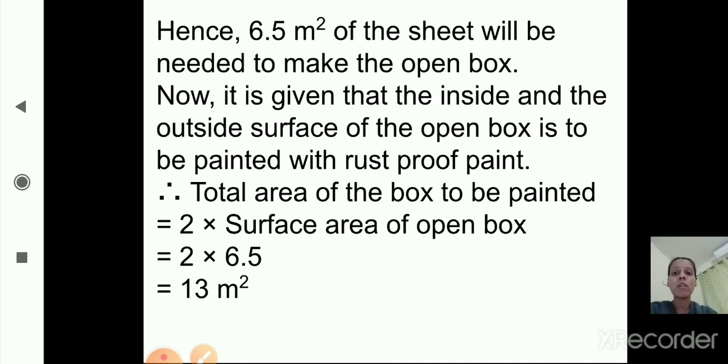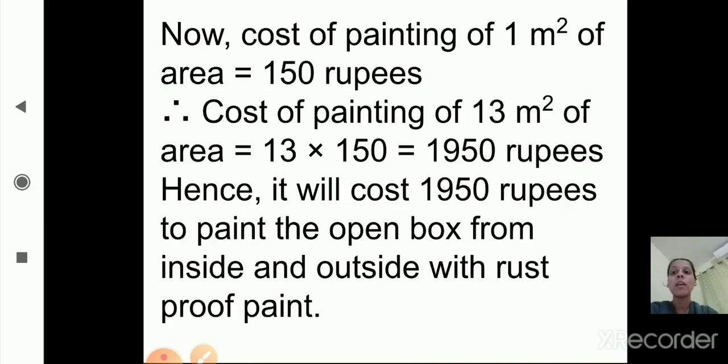After that, the cost of 1 meter square is given 150 rupees. So we have to find out cost of 13 meter square. Why? Because 13 meter square is the total area of the box to be painted. So cost of painting of 1 meter square of area is equal to 150 rupees. Therefore, cost of painting of 13 meter square of area is equal to 13 multiplied by 150. So 13 multiplied by 150 is 1950 rupees. Hence, it will cost 1950 rupees to paint the open box from inside and outside with rust proof paint. Okay, I hope you are clear with this sum.